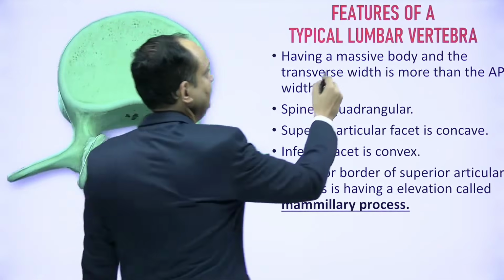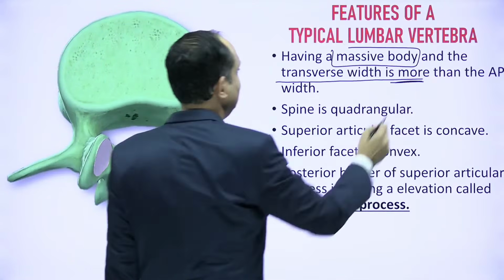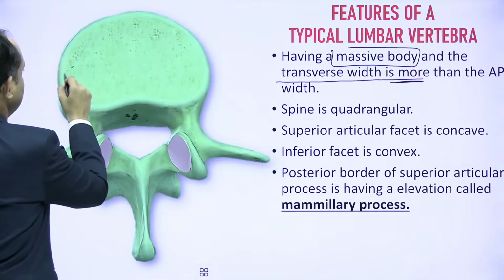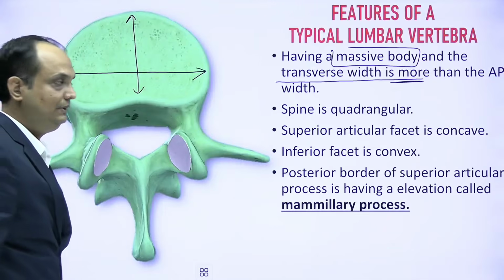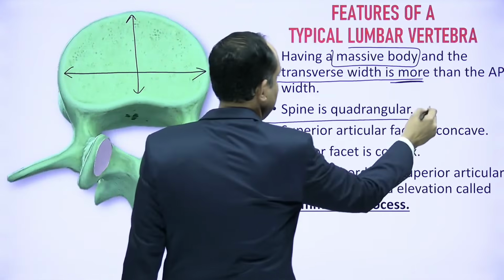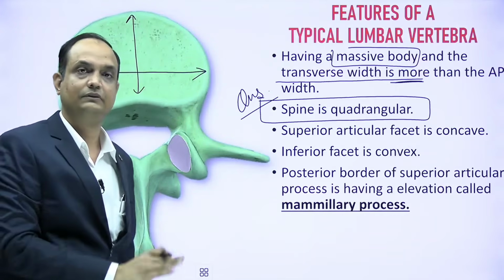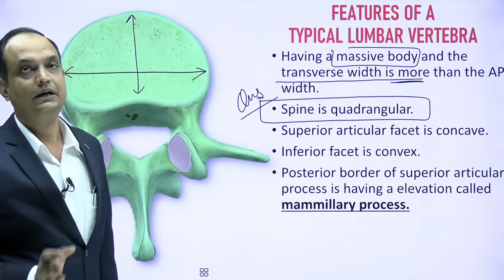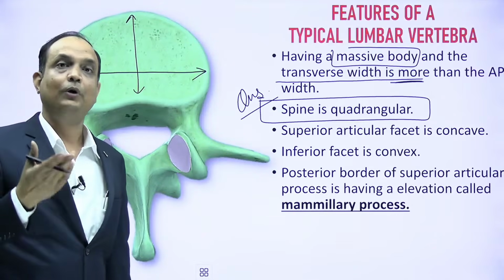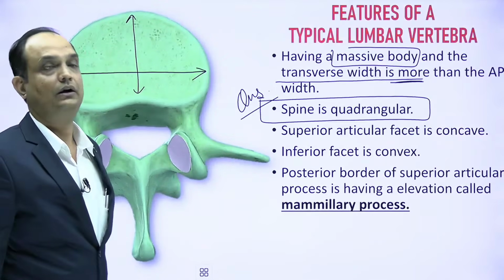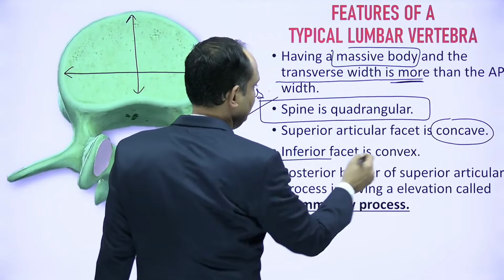Lumbar vertebrae have a massive, large body with the transverse width more than the AP diameter. So this is the transverse width, which is very high as compared to the AP diameter. The characteristic feature is that the spine is quadrangular. So this is the difference between the spine of cervical, thoracic and lumbar. In the cervical we have seen it is bifid, in thoracic we have seen it is pointed, and in lumbar it is quadrangular. Now the superior articular facet is concave and the inferior facet is convex.